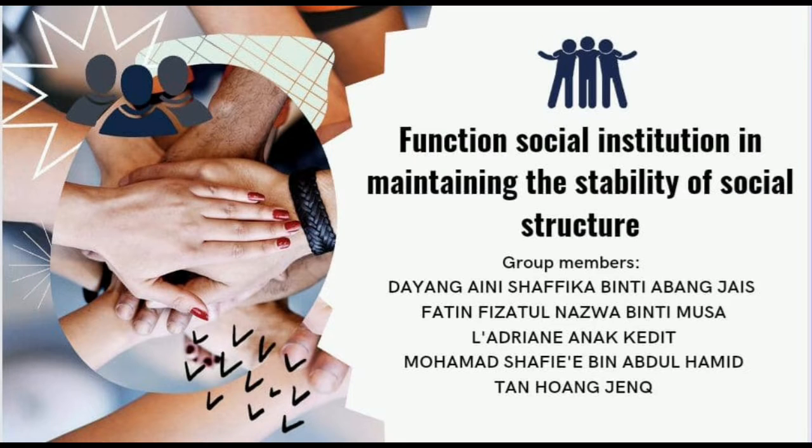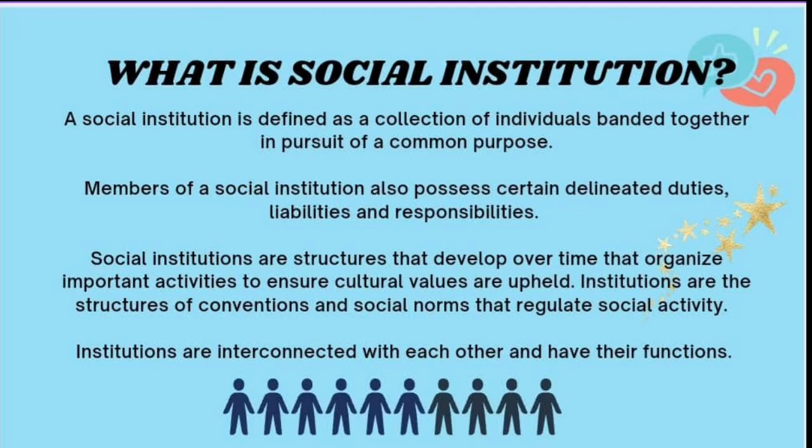What is the function of social institution in maintaining the stability of social structure? What is social institution? A social institution is defined as a collection of individuals banded together in pursuit of a common purpose. Its common purposes include granting its members certain rights and privileges. Members of a social institution also possess certain delineated duties, liabilities, and responsibilities. As a group, the people making up a social institution share common objectives and goals.